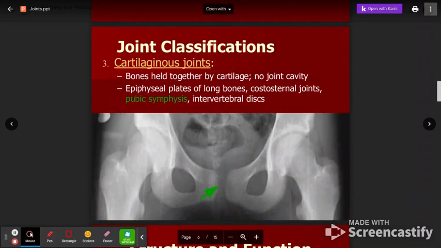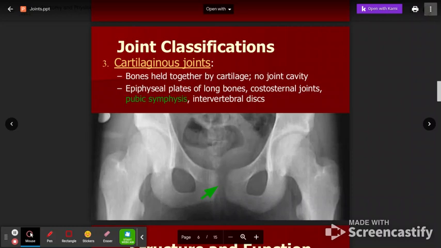Okay, this is number 3 under classification: cartilaginous joints. Bones that are held together by cartilage. There is no joint cavity. The epiphyseal plates of our long bones, that is your growth plate, right? I don't know that I can see a growth plate on this picture. But if you break a bone, they're going to check that suture to see if you're done growing yet. How old are you? They're going to look at those epiphyseal plates, because if you break it in a key area, then it could hamper your growth.